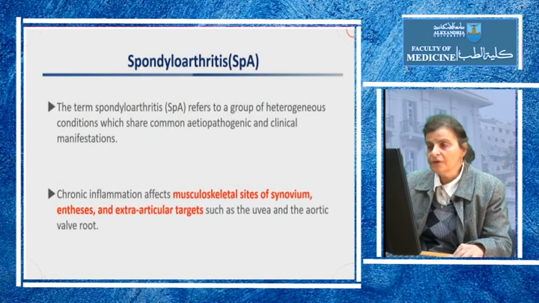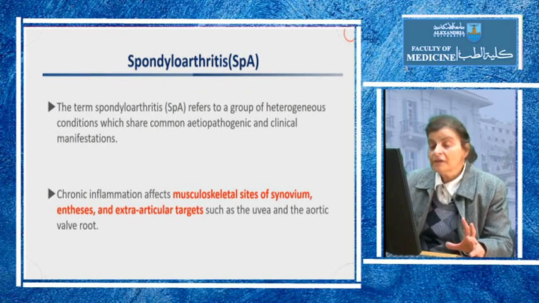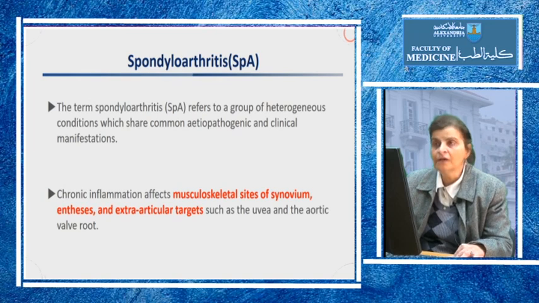So, in other words, we can say that the term spondyloarthritis refers to a group of heterogeneous conditions which share common etiopathogenic and clinical manifestations. Spondyloarthritis is characterized by chronic inflammation affecting musculoskeletal sites of the synovium, synovitis; entheses, the site of attachment of a tendon or ligament to the bone; and also extra-articular targets such as the uvea and the aortic valve roots.